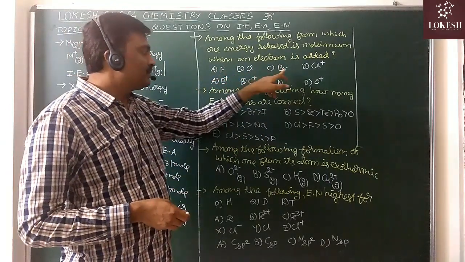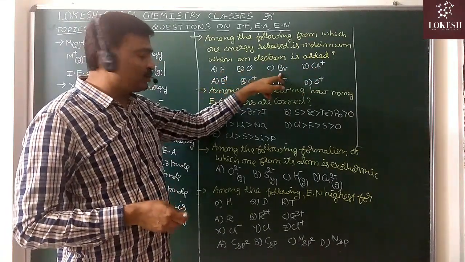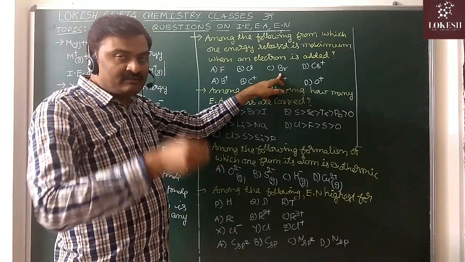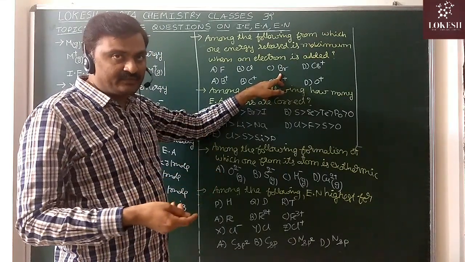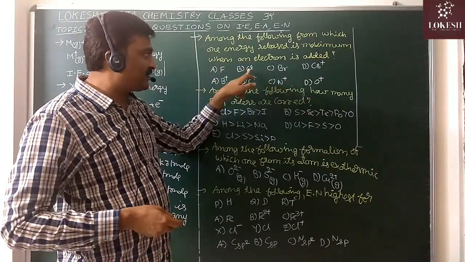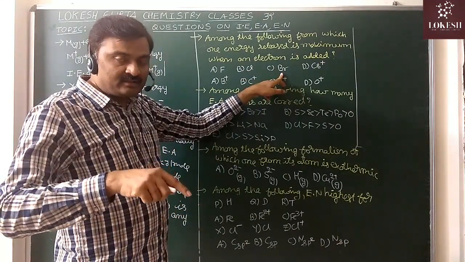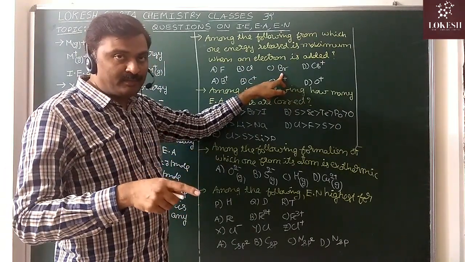Fluorine, chlorine, bromine, cesium plus. See, fluorine, chlorine, bromine. Energy released when an electron is added means electron affinity. We know among the halogens, electron affinity is highest for chlorine. So among these three, when an electron is added to chlorine, the energy released is maximum.